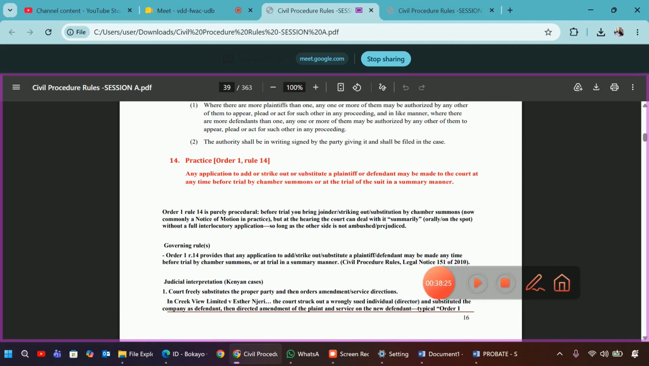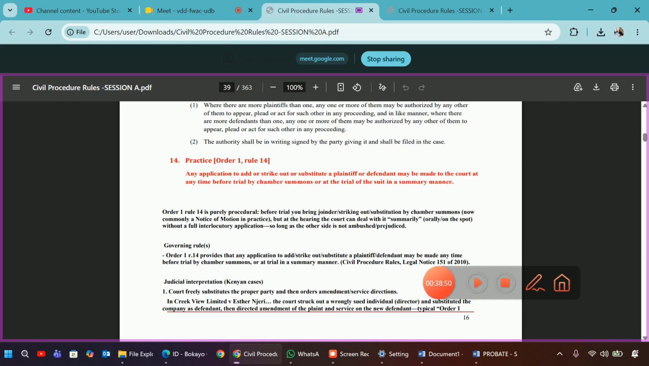So Order 1, Rule 14 is purely procedural. Before trial, you bring joinder or striking out or substitution by chamber summons. Now commonly a notice of motion in practice, but that is debatable. But at the hearing, the court can deal with it summarily. You can also do it orally on the spot without a full interlocutory application, so long as the other side is not ambushed or prejudiced.